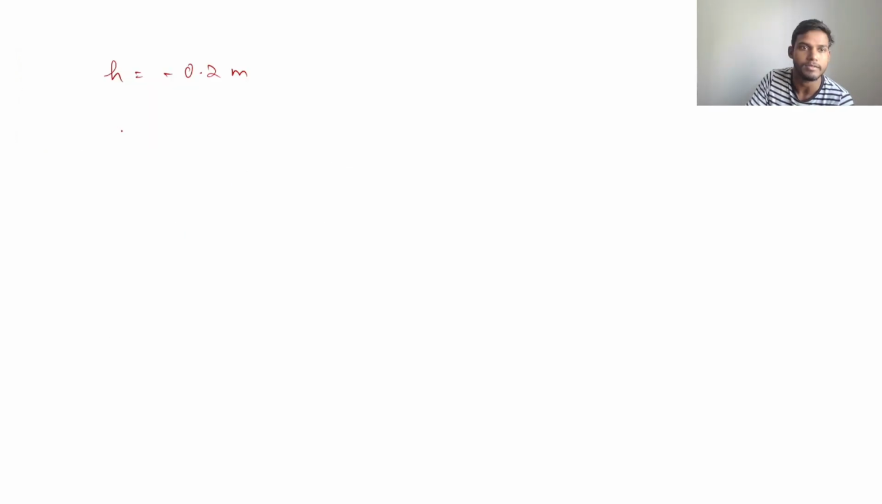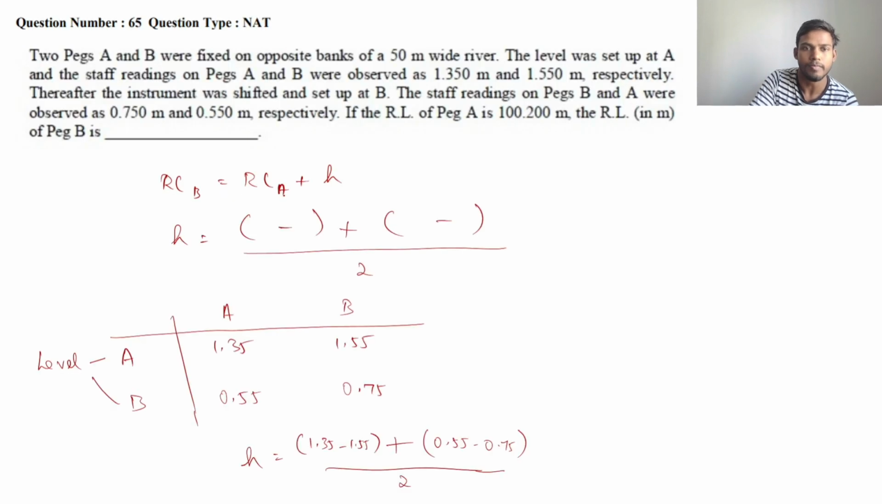So RL of B is equal to RL of A plus level difference. So the answer is 100 meter minus 0.2, so RL of B is 99.8 meter. We have seen this type of problem already in a previous year GATE question.